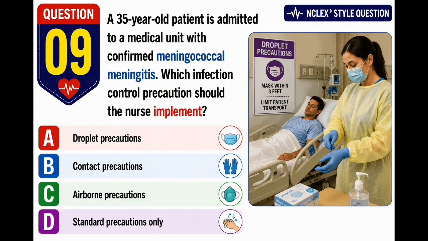Question 9. A 35-year-old patient is admitted with confirmed meningococcal meningitis. Which infection control precaution should the nurse implement? A, droplet precautions. B, contact precautions. C, airborne precautions. D, standard precautions only.